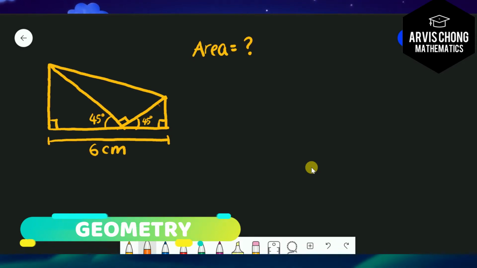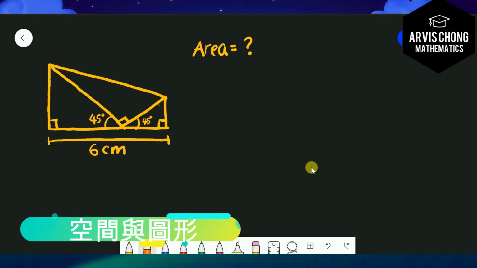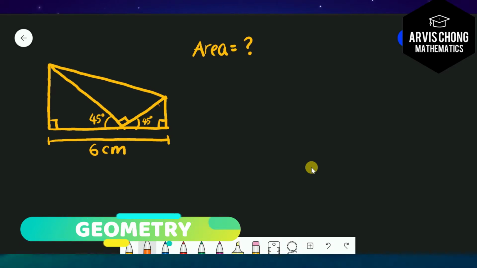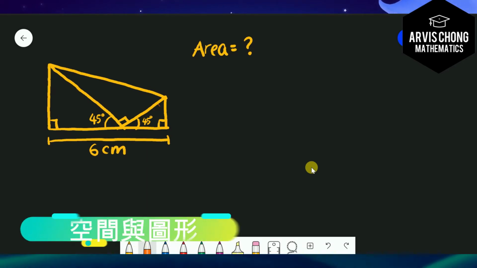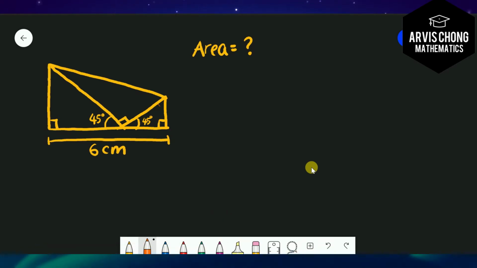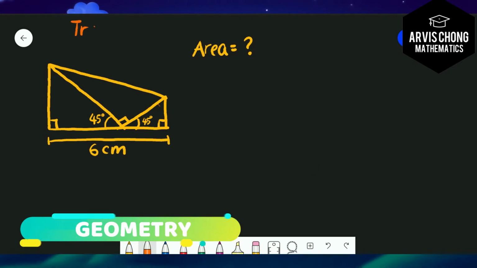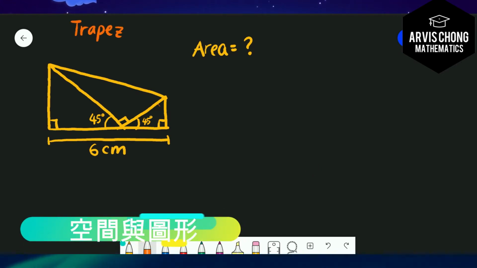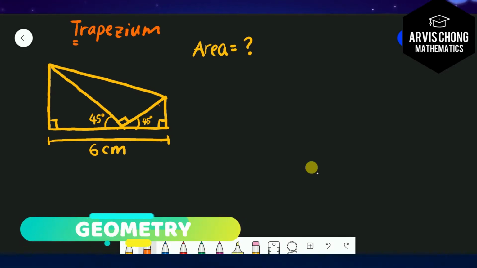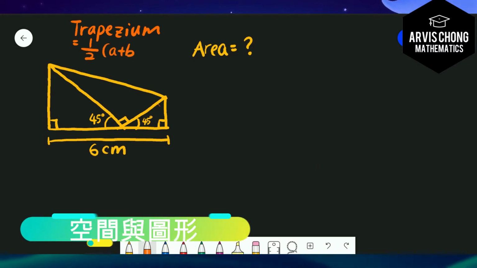But if you read the question carefully, the triangle on your left-hand side has no height given, and the triangle on the right-hand side also has no height given. So actually, we can use another way to solve this question. We can use the area of a trapezium. Can anyone tell me what the area of a trapezium is? The area of a trapezium is given by half times (a plus b) times the height.